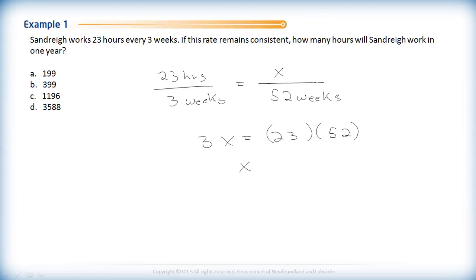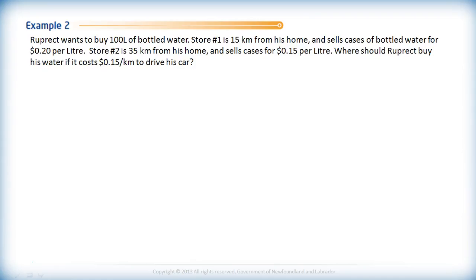And then we divide by 3 on both sides of the equation. And we're going to get x equals 398.7. So how many hours? I'm going to guess 399, 400 hours. Looks good. Alrighty, what else we got here?